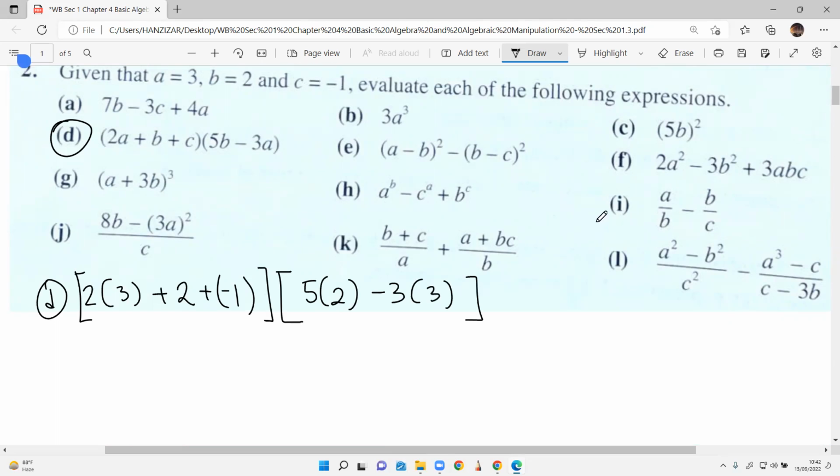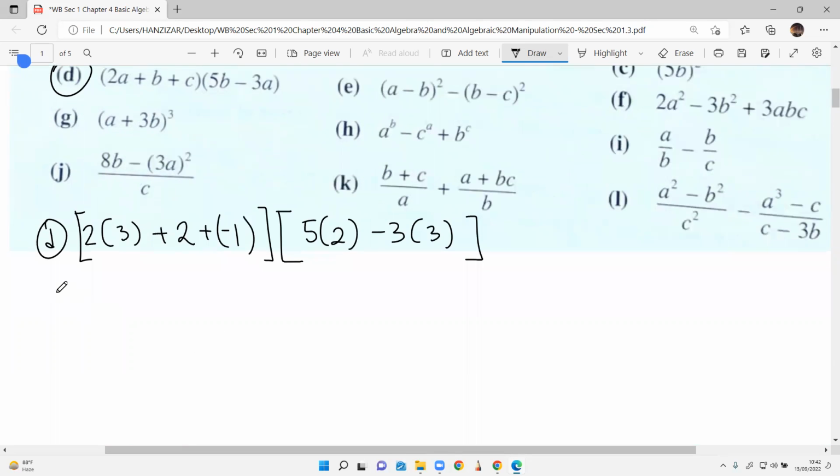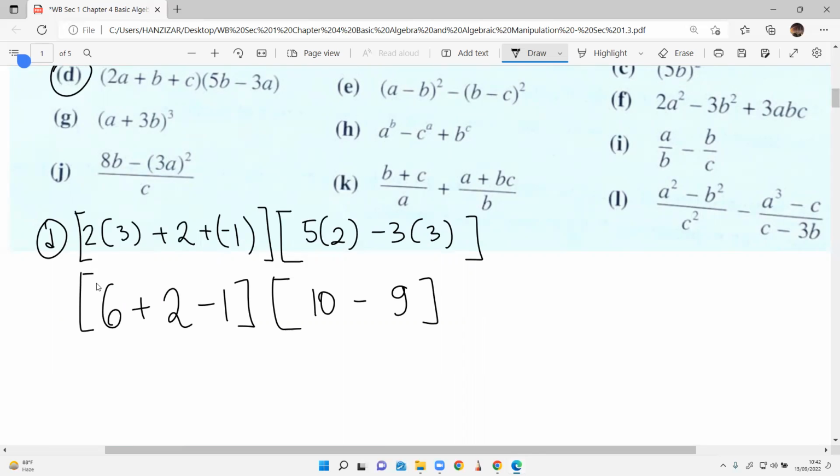Understand so far, guys? Any question? No? Okay. What is 2 bracket 3? 6. Plus minus becomes? Minus 1. And then 5 times 2? 10. Minus 9. That's it. Good. So 6 plus 2? 8. Plus minus 1? 7.